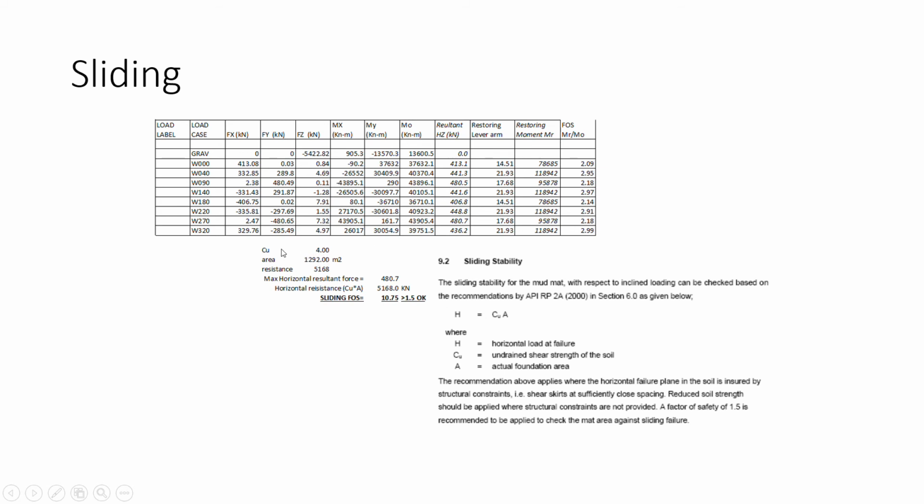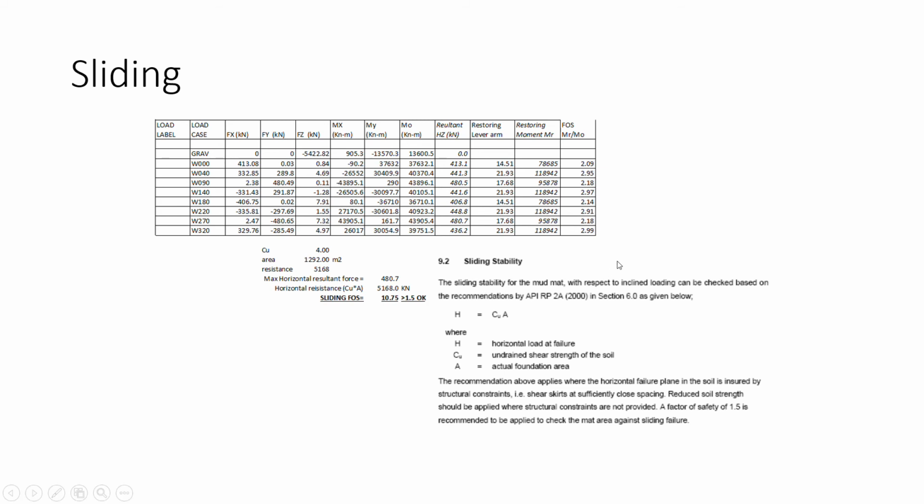So the same thing here: Cu is 4.00 and the area of the mud mat is here, and this is the resistance. So this much resistance I have. For the provided area, my H can go up to 5168. But the resultant force is very less here, because the mud mat area we provided includes bearing and sliding also.